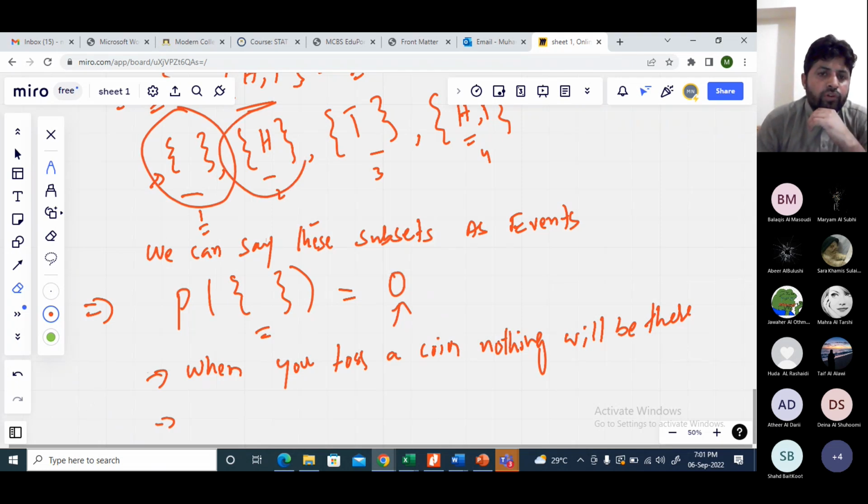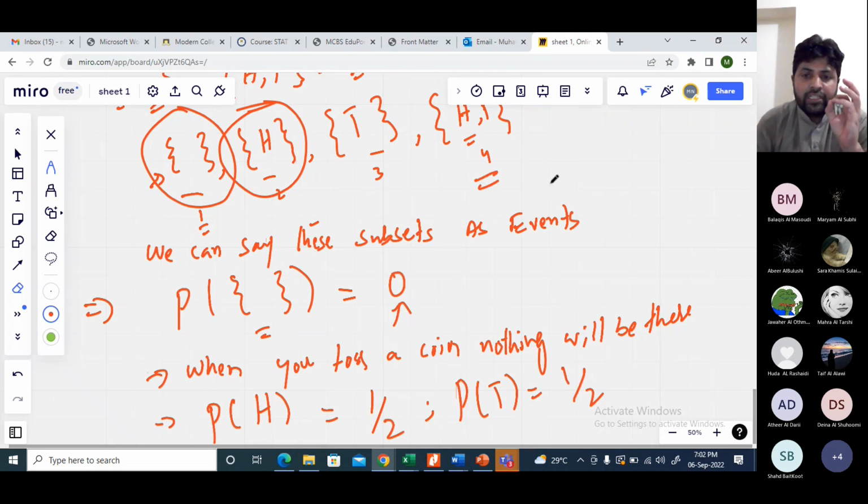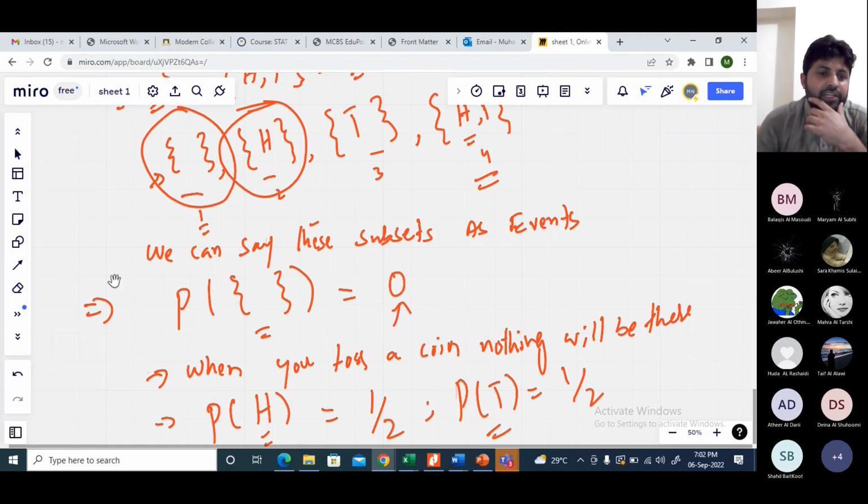Now I am moving on to the second event. The second event is head. What is the probability of head? It's very simple, 1/2. What is the probability of tail? 1/2. Now the fourth event is very, very crucial to understand, because the probability of head was easy, the probability of tail was easy to understand, but the fourth event is very crucial.